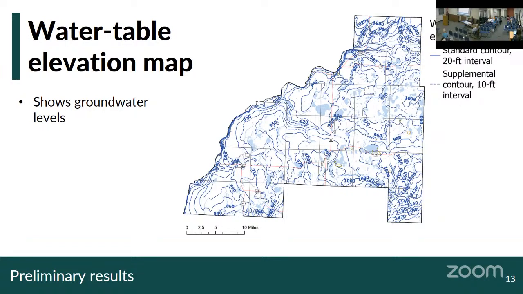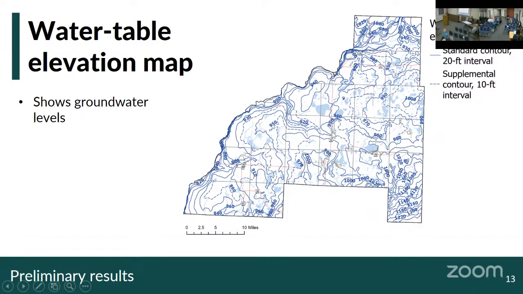So just to orient you, you can see it's really steep along the St. Croix River. And it actually is lowest right along the St. Croix River at about 780 feet. And then the highest point in the water table is kind of in the southeast corner here at about 1,220 feet.